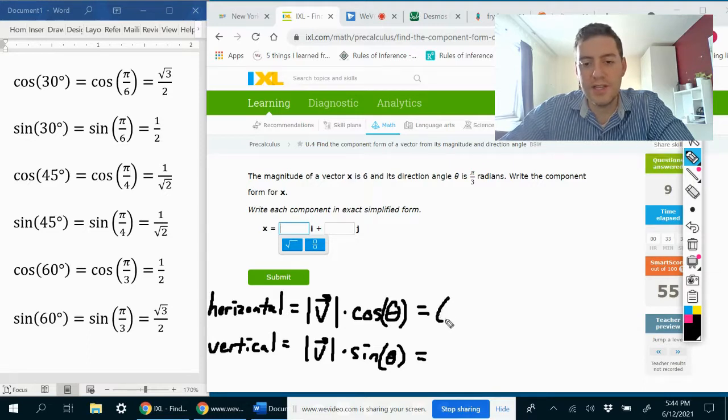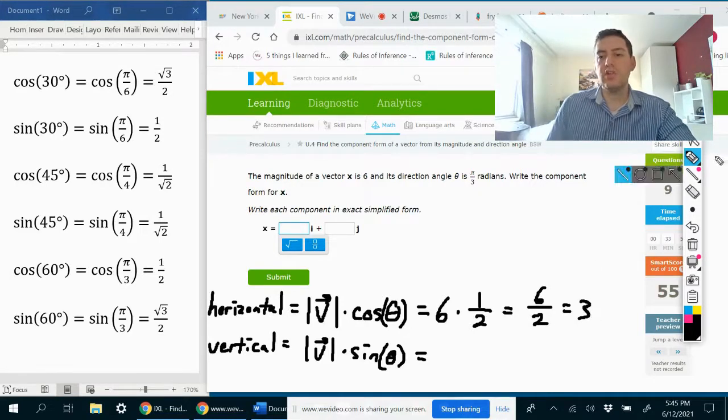So we're going to write 6 times the cosine of pi over 3 radians. What I have in this column over here is all radians, by the way. In this column, it's all degrees. The cosine of pi over 3 radians is 1/2. So 6 times 1/2 is 6 over 2, which is 3. So the horizontal component is 3.